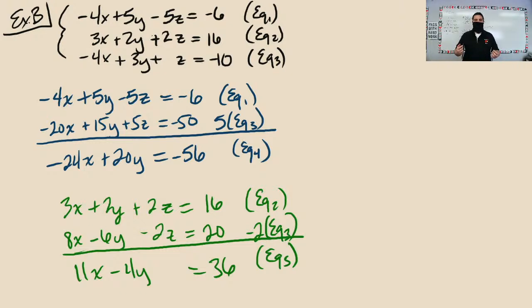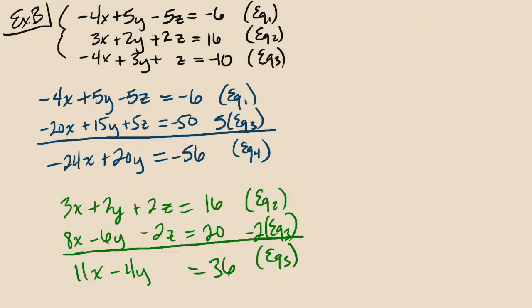I'm going to personally lean toward eliminating y because 20 is a multiple of 4, so I only have to multiply one equation, excuse me. So, because of that, now I have to hop off screen again. Okay, so now we're going to pull equation 4, which is negative 24x plus 20y equals negative 56. And then I'm going to take and use 5 times equation 5.